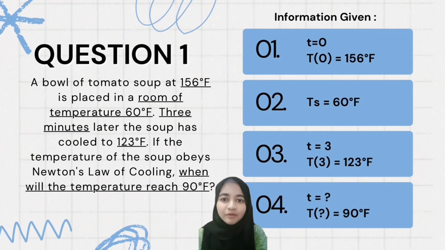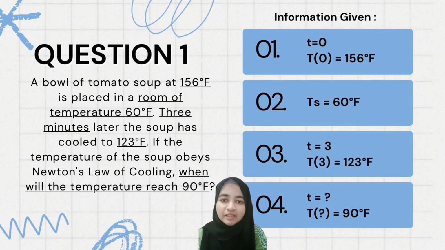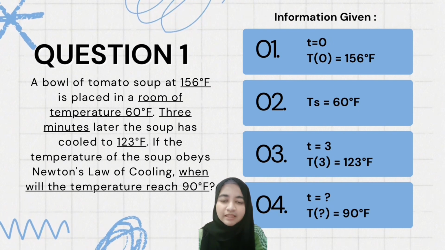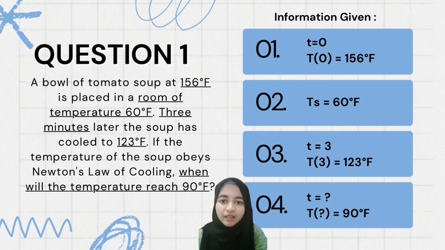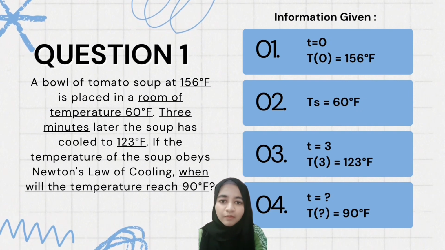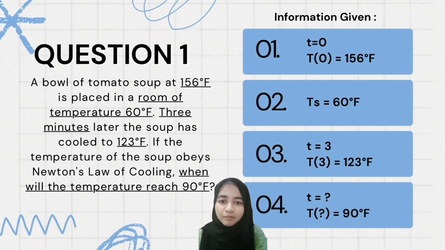Question 1. A bowl of tomato soup at 156 Fahrenheit is placed in a room of temperature 60 Fahrenheit. 3 minutes later, the soup has cooled to 123 Fahrenheit. If the temperature of the soup obeys Newton's law of cooling, when will the temperature reach 90 Fahrenheit?